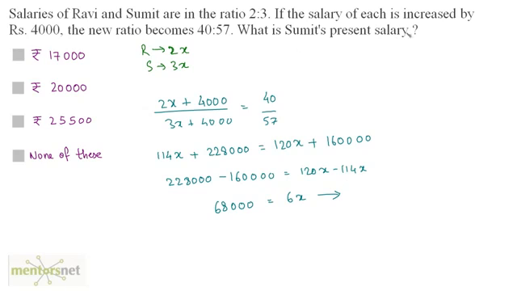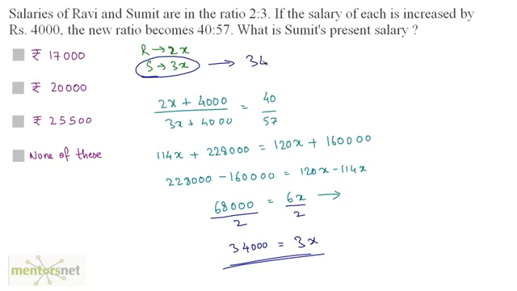Now what we want is Sumit's present salary. Sumit's present salary is 3x and we have the value of 6x. Well, we can get the value of 3x by dividing both the left hand side and the right hand side by 2. So we have 3x equal to 68,000 divided by 2, and that you get as 34,000. So Sumit's present salary is 34,000 rupees. It's not in the options, so our correct answer is none of these.